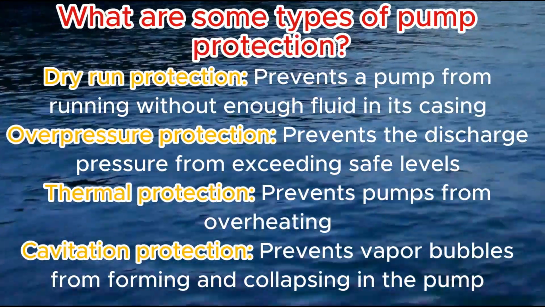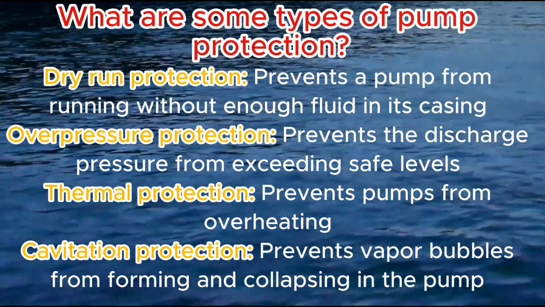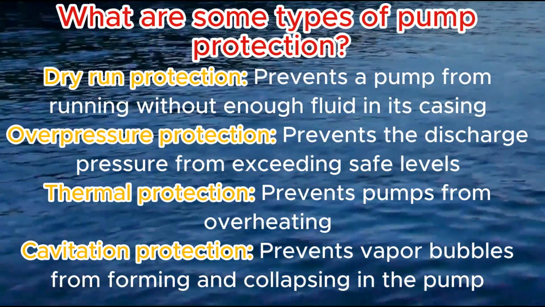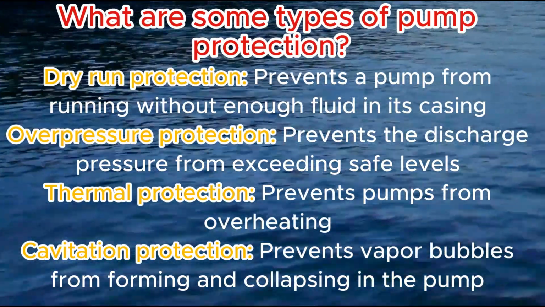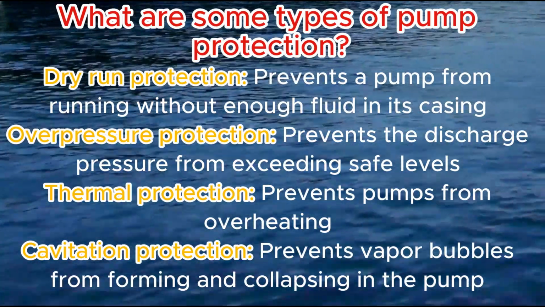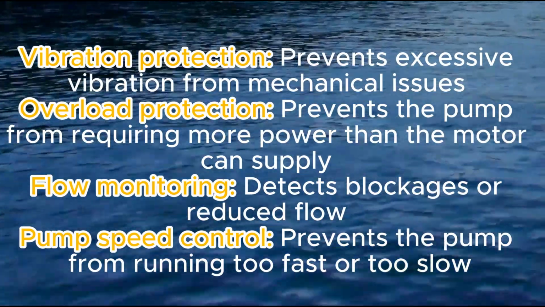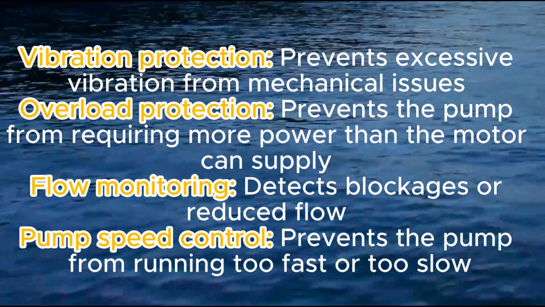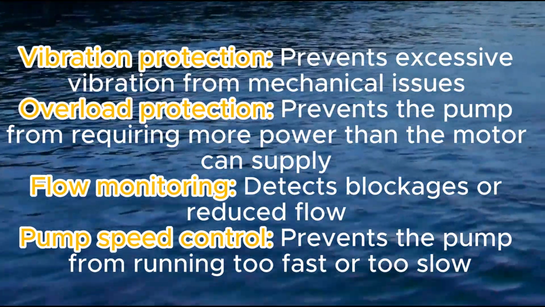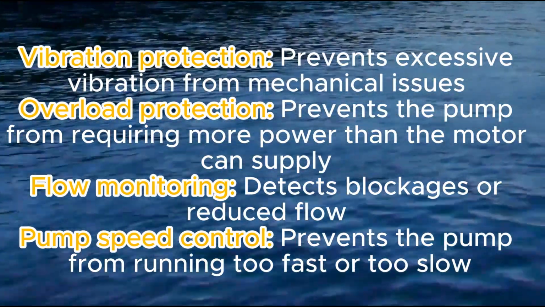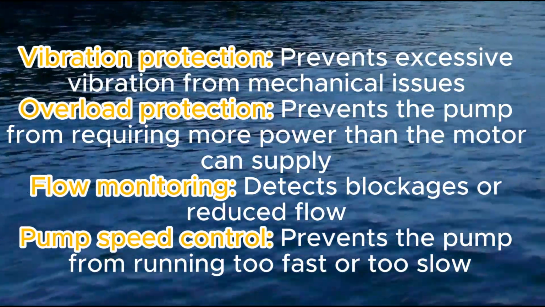What are some types of pump protection? Dry run protection prevents a pump from running without enough fluid in its casing. Overpressure protection prevents the discharge pressure from exceeding safe levels. Thermal protection prevents pumps from overheating. Cavitation protection prevents vapor bubbles from forming and collapsing in the pump. Vibration protection prevents excessive vibration from mechanical issues. Overload protection prevents the pump from requiring more power than the motor can supply. Flow monitoring detects blockages or reduced flow. Pump speed control prevents the pump from running too fast or too slow.